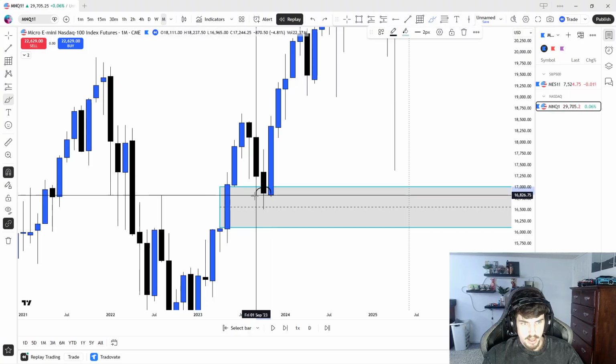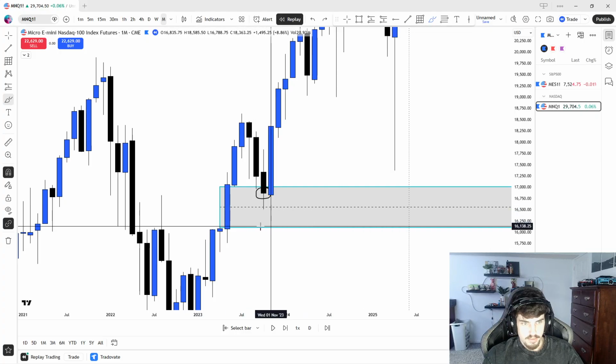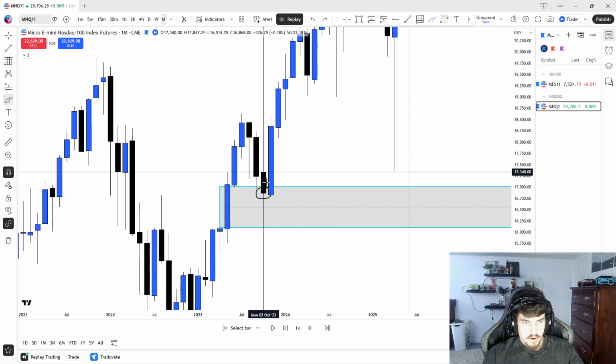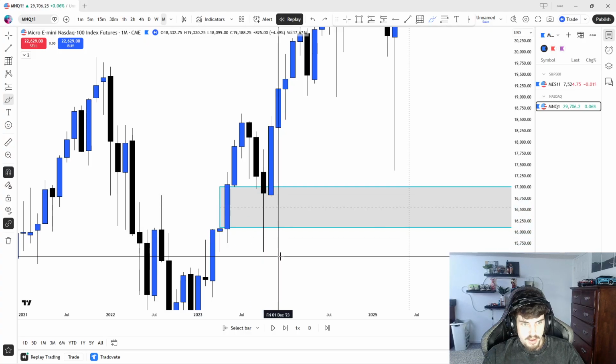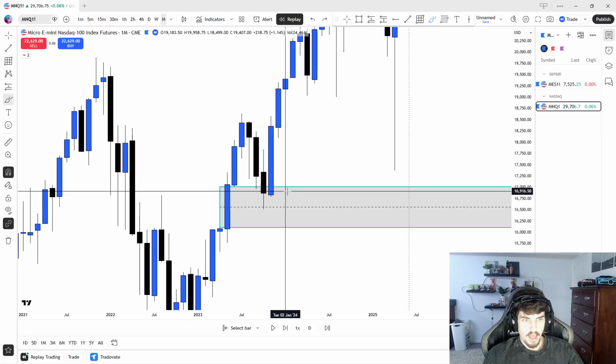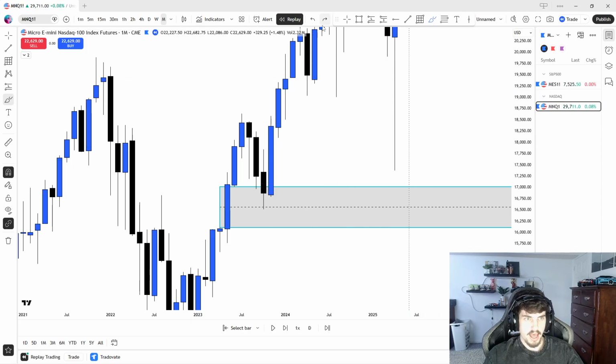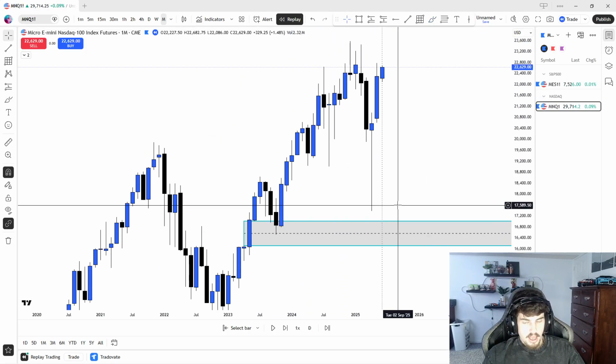So we end up getting a closure inside of the gap. We don't have the wick come down below the gap, even though that doesn't matter. We don't have a closure below the gap like we did in the previous one up here. And then we get a straight reaction to the upside and price ends up going higher. And we can see on these fair value gaps that they're really clean, that they get really good reactions because we are on a monthly time frame. And the monthly time frame holds more power in this case.